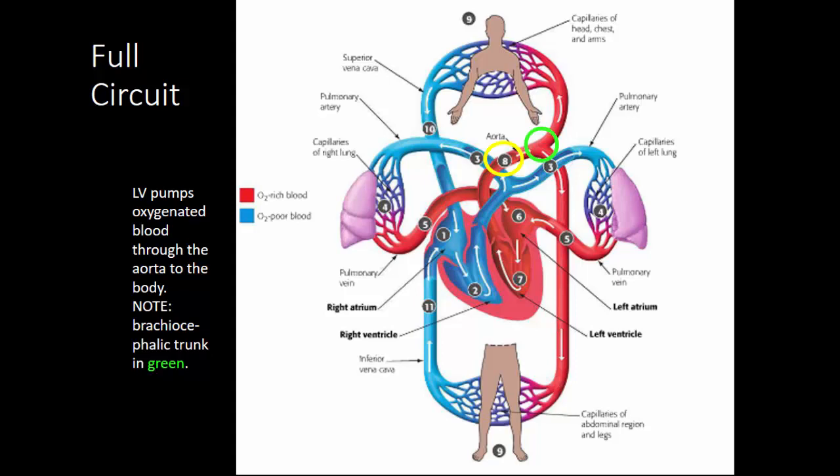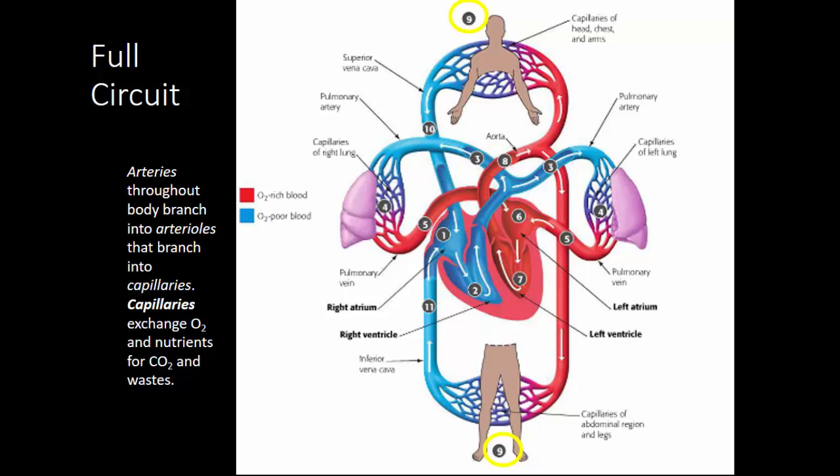Arteries will branch into arterioles that branch into capillaries. Capillaries then exchange oxygen and nutrients for carbon dioxide and waste products in body tissues and organs. Capillaries then merge to form venules and then further merge to become veins on the way back to the heart.